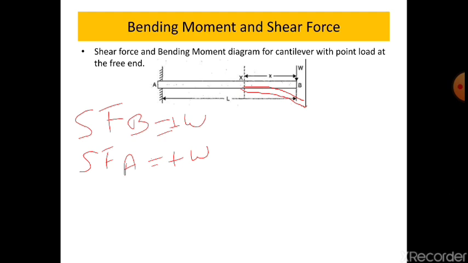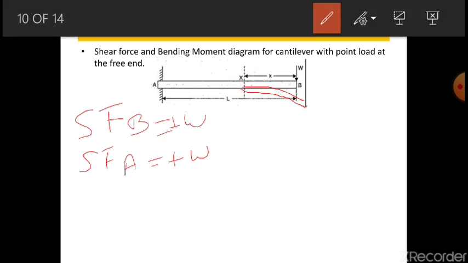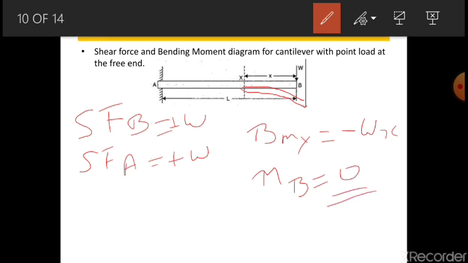So first I will write bending moment at x. First minus sign, then what is the formula? W into x, that is load into perpendicular distance. So at what distance you want? As per the given points, the bending moment at the free end of the cantilever will be 0, so moment at B will be 0.